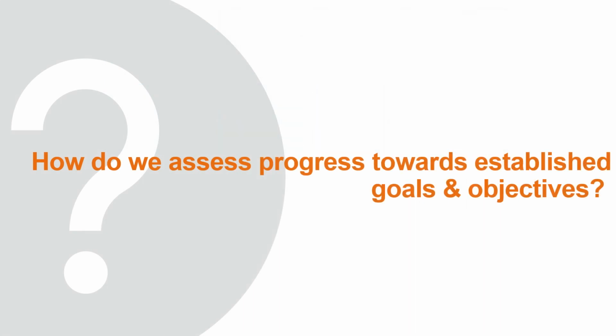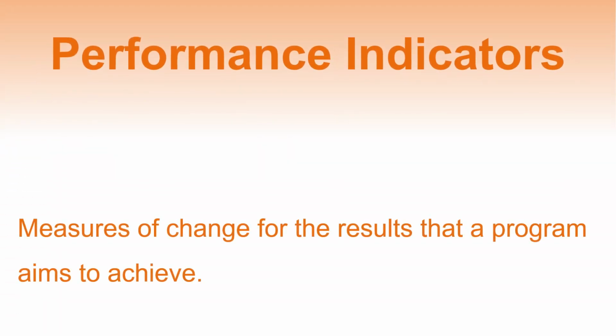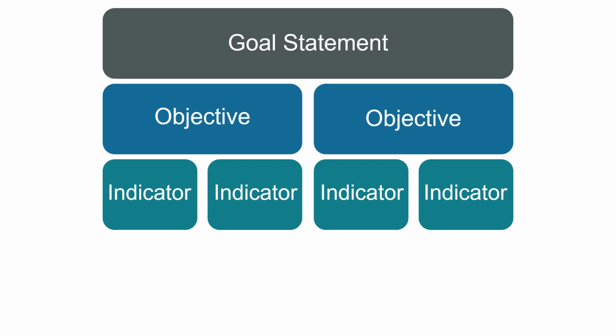How do we assess progress toward our established goals and objectives? We use performance indicators. Performance indicators are measures of change for the results that a program is aiming to achieve. Now let's go back to this visual. We have our goals and objectives, under which we have our indicators. Every objective should be measured by at least one indicator, but you can use as many as you need.